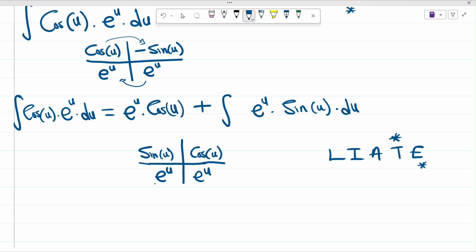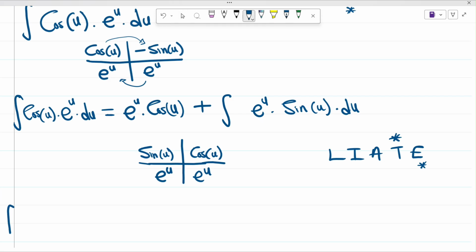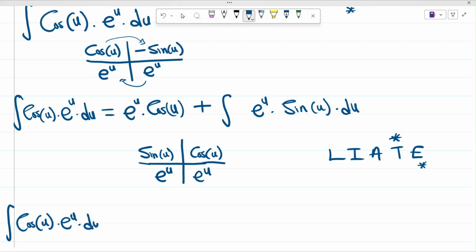So what's going to happen now is that I need to apply my integration by parts for that integral. So I'm going to recopy everything, of course, like always. So this is going to be e to the power u cos of u. Why did I start with this? Let me write it the way I started it. I'm sorry, I don't want to switch things around.